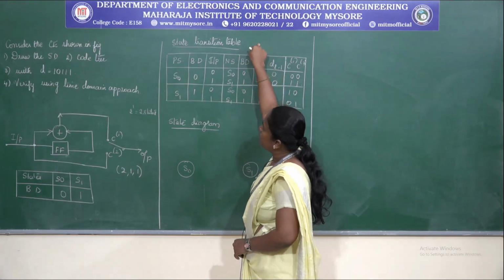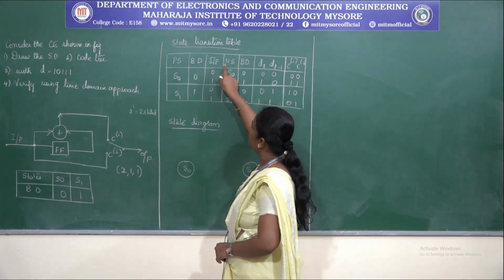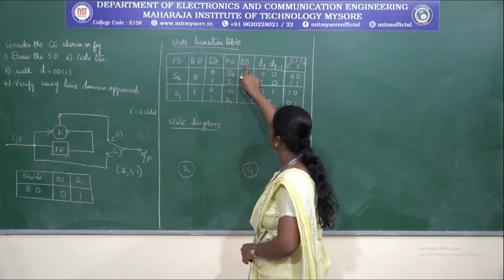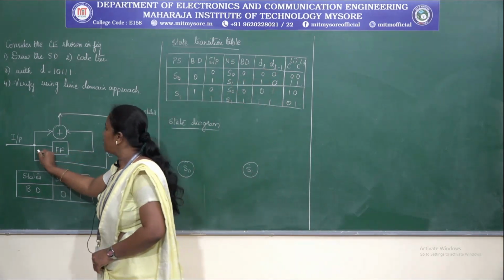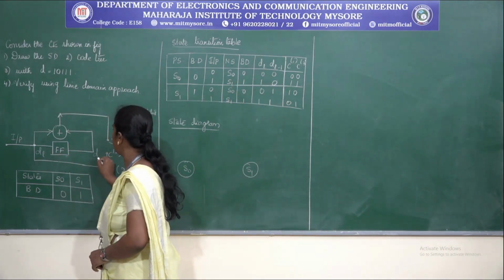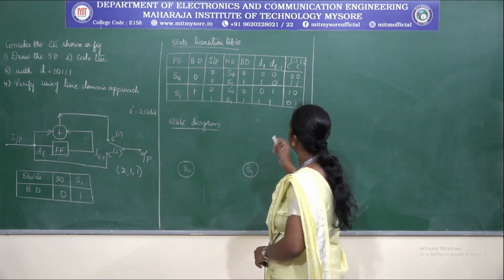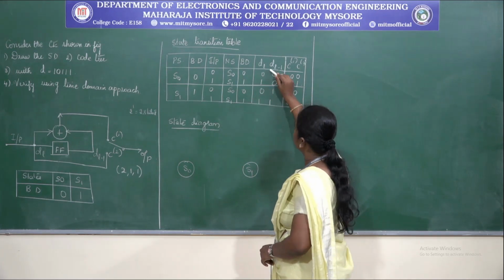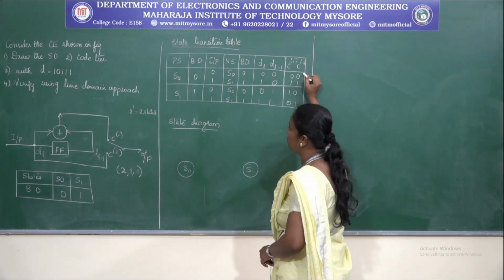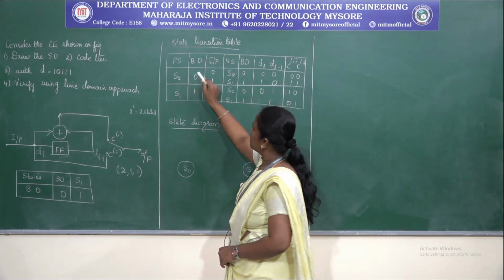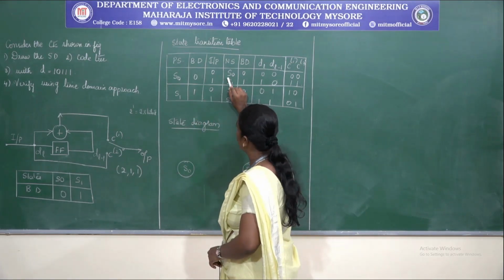The state transition table consists of the present state, its binary description, the corresponding input to go to the next state, its binary description, and DL and DL minus 1, that means the inputs which are going to the adder. Then we have two outputs, that is C of 1 and C of 2. We construct this state transition table by inputting the inputs to the flip-flop.